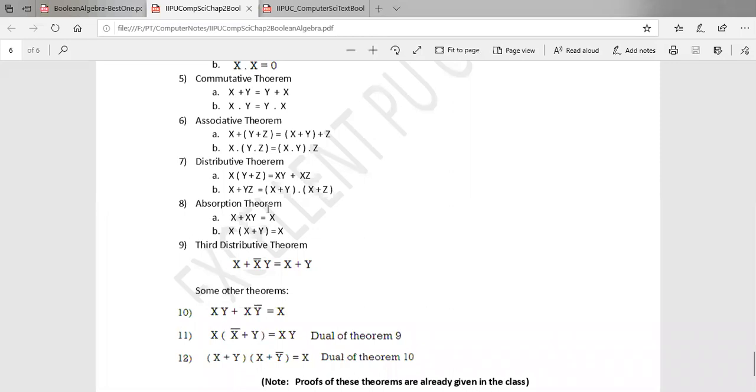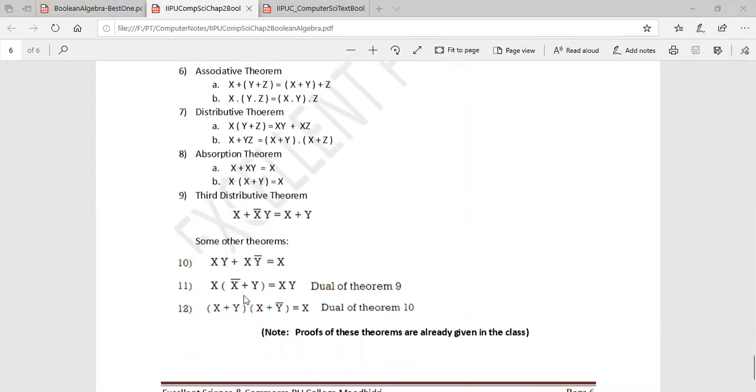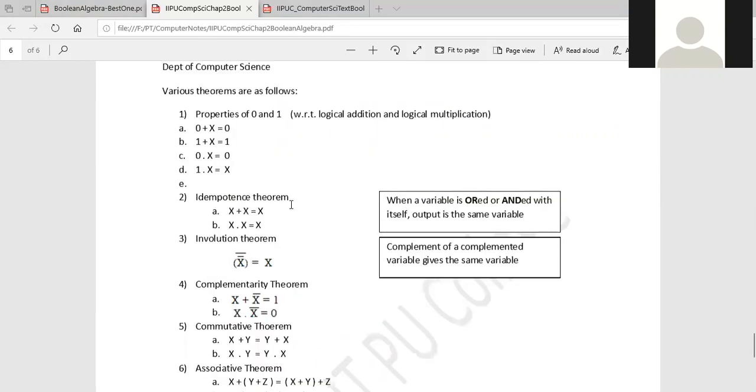Eighth one is the absorption theorem. X plus xy is equal to x only. X into, whole, x plus y is also equal to x. Ninth one, the third distributive theorem. It says x plus x bar y is equal to x plus y. There are some other theorems which I don't read now. So these main nine theorems we are going to prove now. As we have seen the properties of 0 and 1, we shall go to the second theorem now. Is it okay?